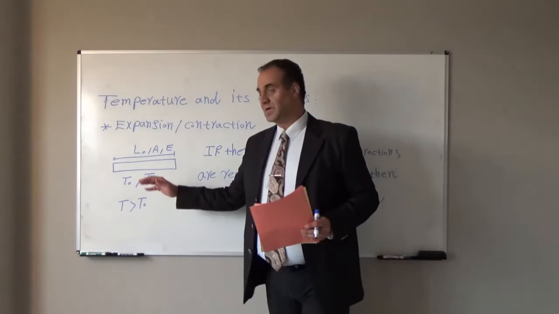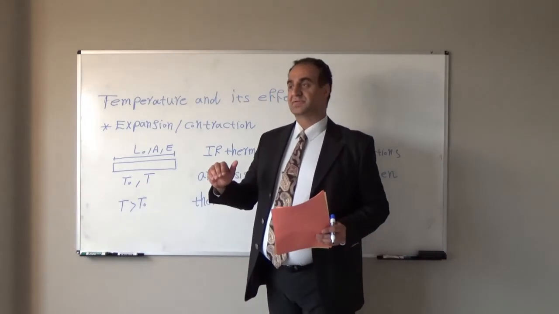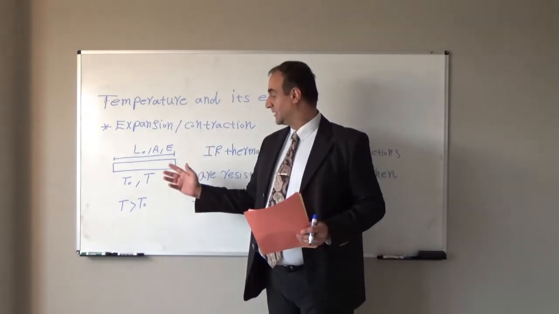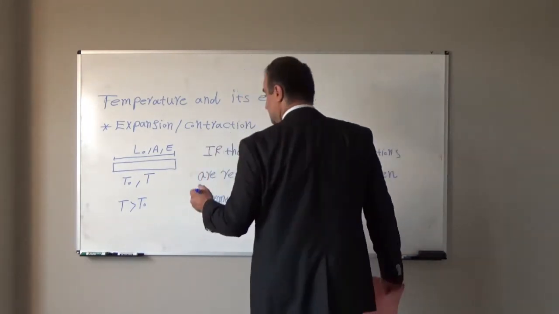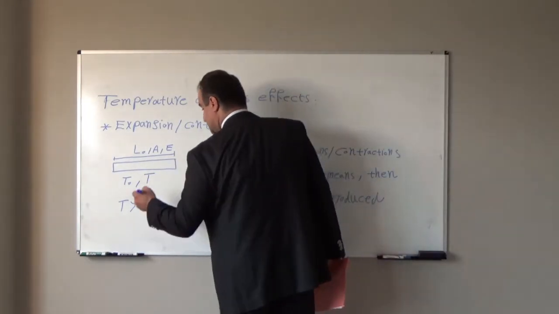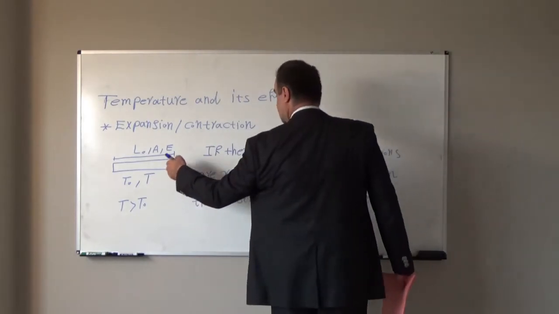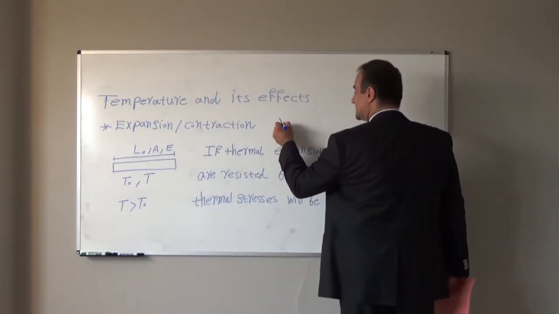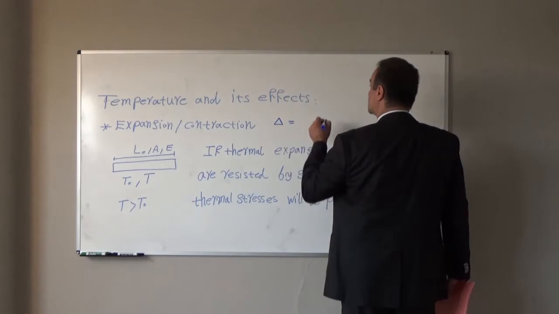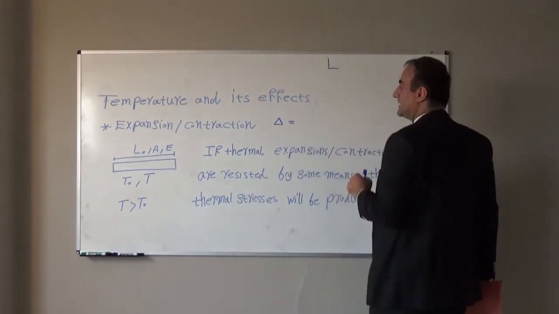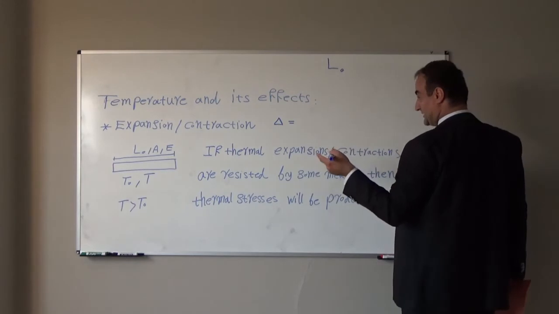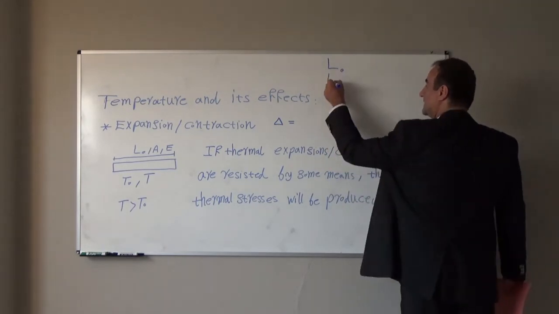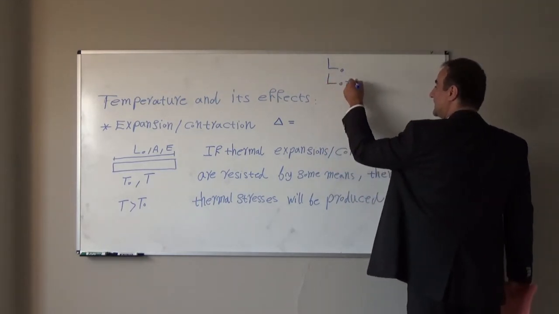Assume we have this rod. I increase the temperature from room temperature. Size will increase, and length will increase because of this temperature change as much as delta. So initial length is L naught. After increasing the temperature to T, the length will be L naught plus delta.